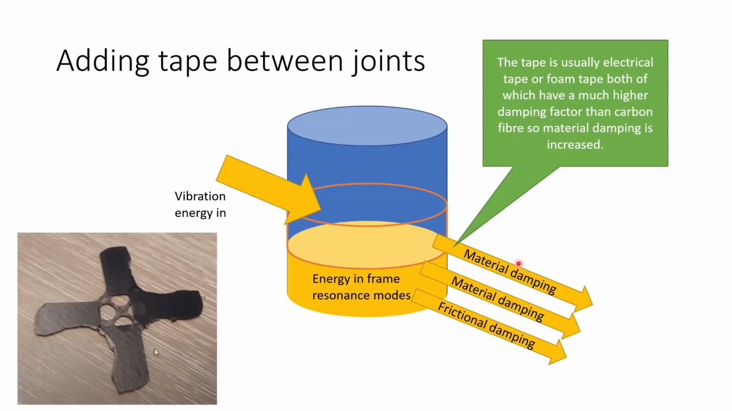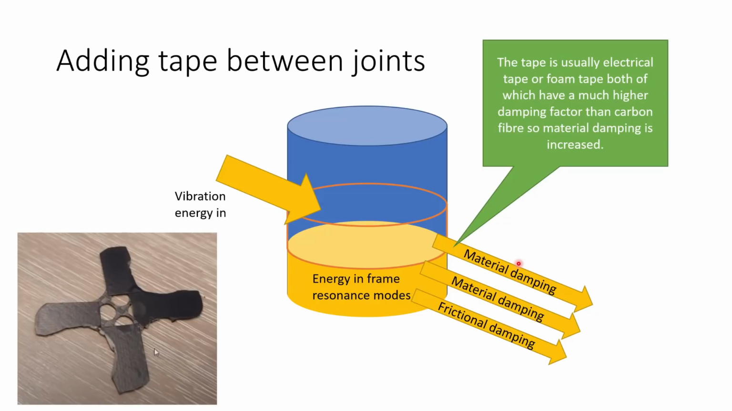So what if we try and do some things to increase the amount of damping in the frame? If we can increase the amount of damping, then it's like drilling a bigger hole in the bottom of that barrel. More of the vibrational energy is going to be dissipated, and that means that less vibrational energy will end up being stored in the frame at any time. And that means that the gyro is going to detect less noise.